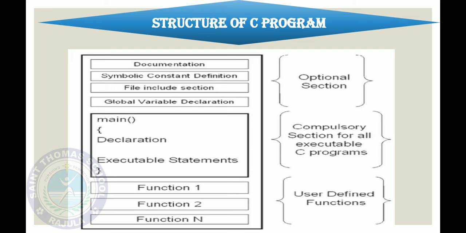The third section is the user defined functions: function 1, function 2 and function n. This is the main advantage of C language, students. C language allows you to divide your program into different small sections, and you can make that division by writing your own user defined functions. That will make your program more readable and easy.